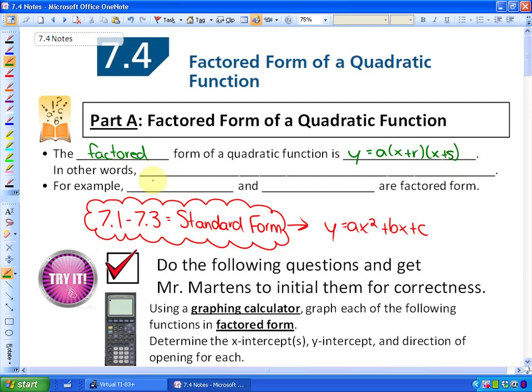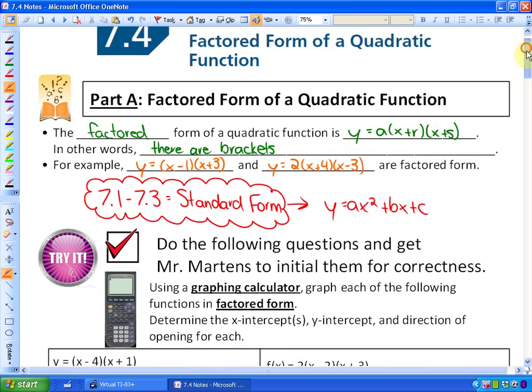In other words, this is a really basic view of this. Not 100% true, but generally what we're going to notice here is for factored form that there are brackets. So for example, if you'd like some examples of factored form quadratic functions, one might be y is equal to x minus 1 times x plus 3, or it could be y is equal to 2 times x plus 4 times x minus 3. Those are all factored form quadratic functions.